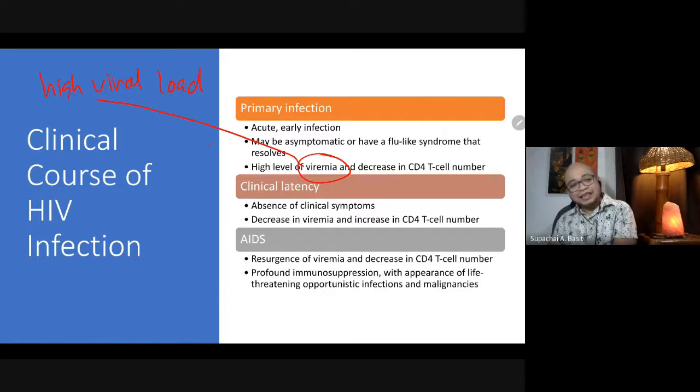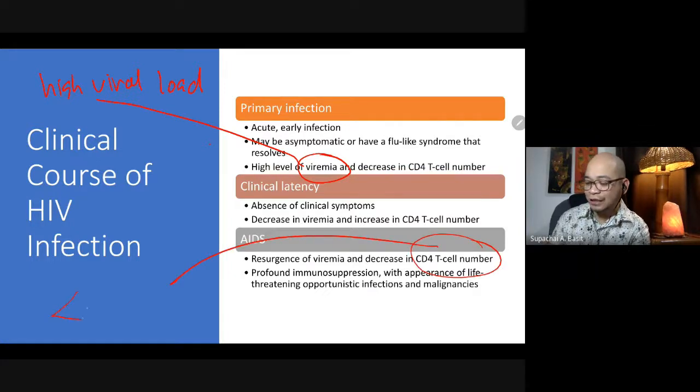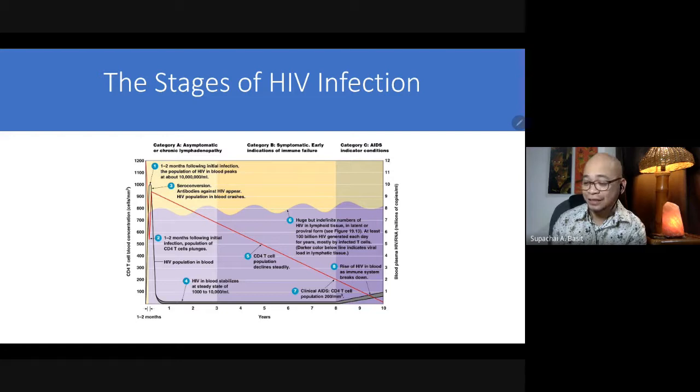However, when we say AIDS, we are now in acquired immunodeficiency syndrome. So it is the resurgence of viremia and decrease in the CD4 T cell number, particularly to less than 200 times 10 to the 9 per liter. So there is a profound immune deficiency with appearance of life-threatening opportunistic infections and malignancies. So according to CDC, they have divided this into three categories: Category A, Category B, and Category C.